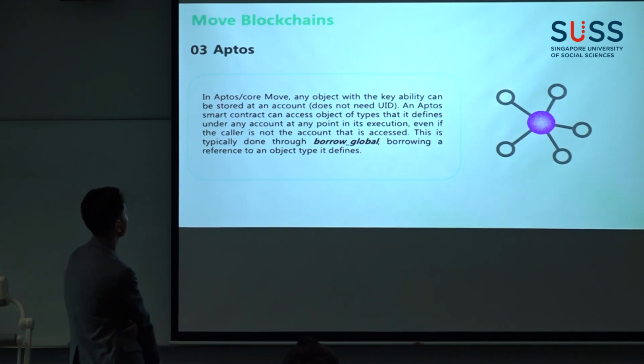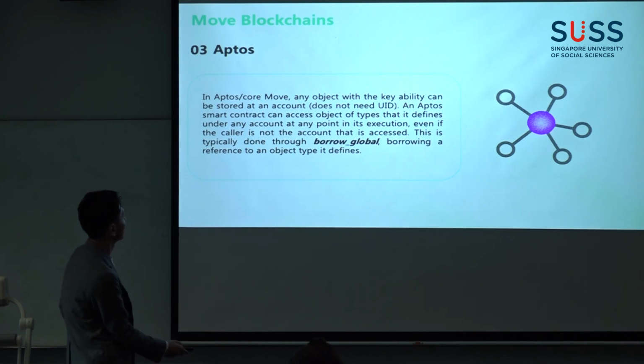In Aptos, or core Move, Aptos is similar to core Move. Any object with the key ability can be stored at an account, and we don't need a UID for it. An Aptos smart contract can access objects of types that it defines under any account at any point in its execution, even if the caller is not the account that is accessed. This is typically done through borrow global, borrowing a reference to an object type it defines.